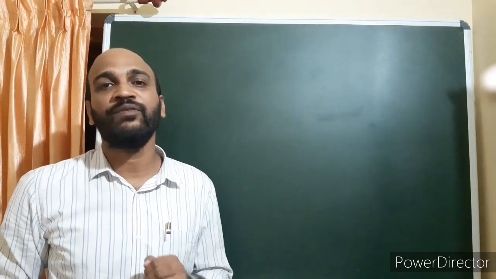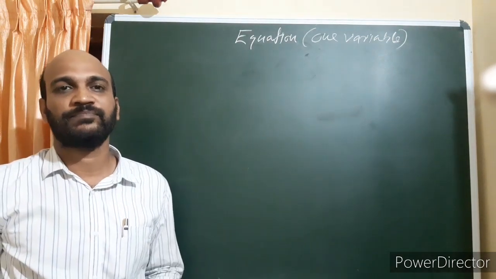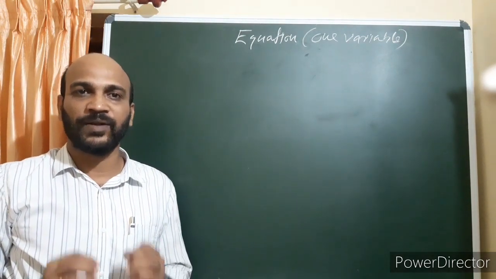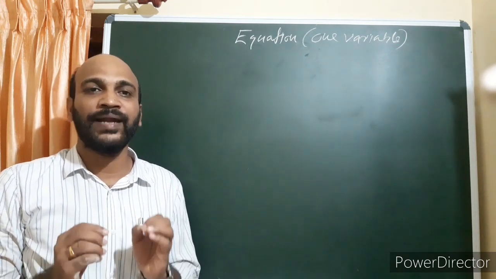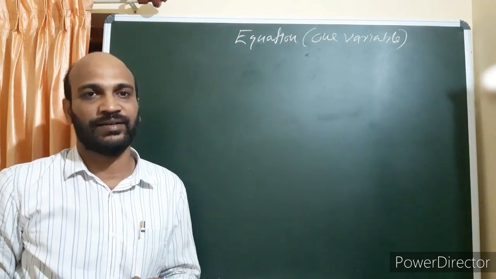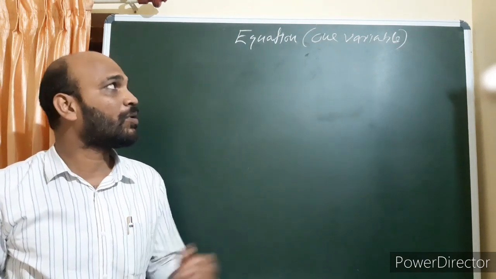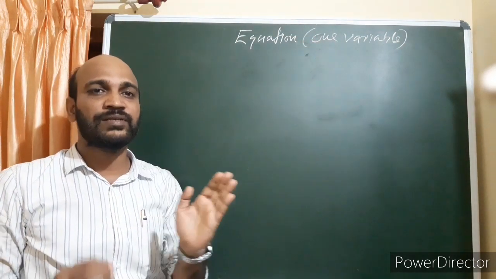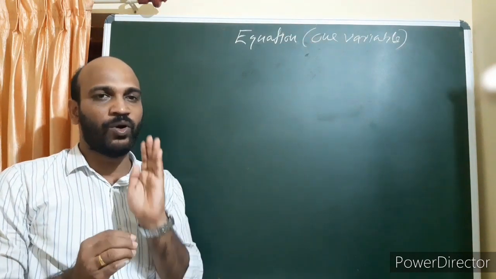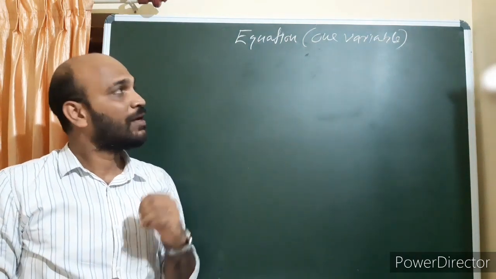Equation in one variable. What do you mean by an equation? An equation is an expression involving variables, constants and, the main thing, an equality sign. There are different types of equations. In this section we will study equation in one variable. One variable means there should be only one variable, only one x, only y, etc.